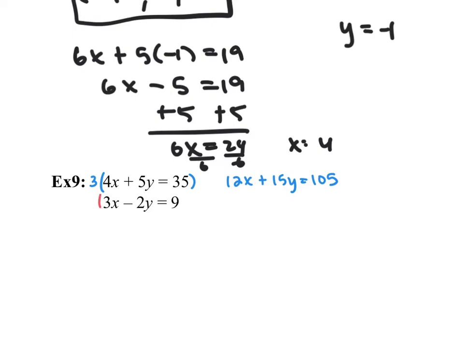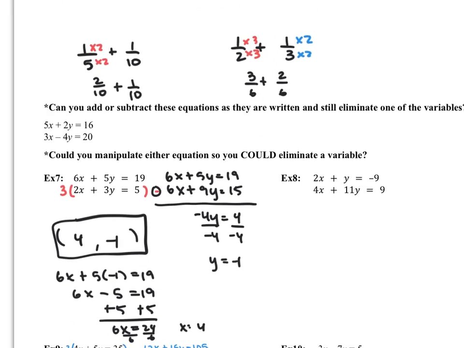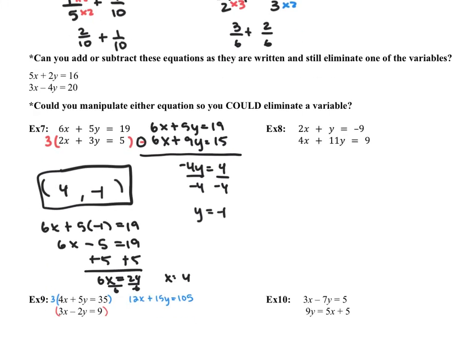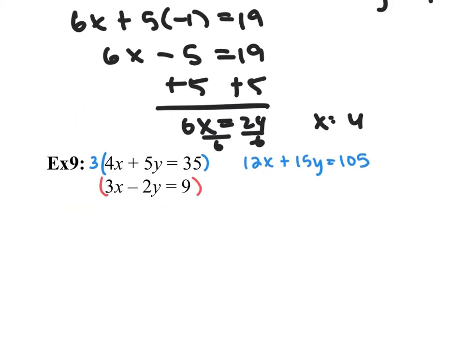Now just like with fractions, when I changed, for example, back up here, when I changed 1/2 and 1/3 to 6ths, but I multiplied by different numbers, that's essentially what I'm doing here. Just because I multiplied the top equation by 3 doesn't mean I have to do that to the bottom equation. So I'm going to multiply the bottom equation by 4 to get me 12x minus 8y equals 36. Now I'm ready to eliminate, and the way that I would eliminate is minus.